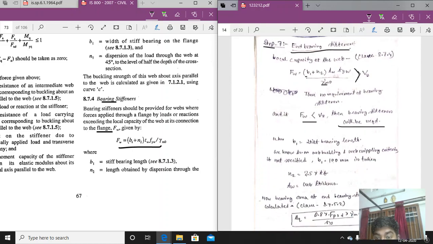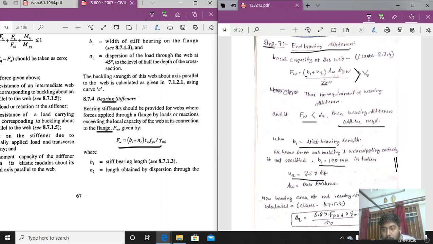Where B1 is the stiff bearing length. Now, this formula is for the web buckling criteria that I have told you in the beam design. So what is the value of B1 if otherwise not specified? The value of B1 is taken as 100 mm. I have told you in the web buckling criteria also the value of B1 is generally taken as 100 mm. Now, what is the value of N2? 2.5 into TF. So where is it coming from?